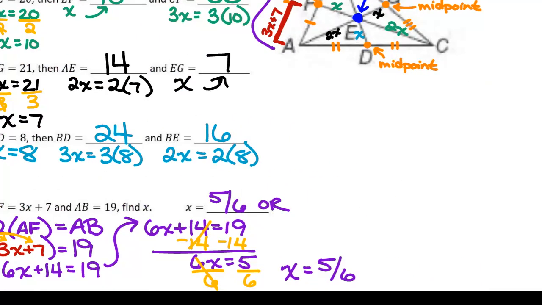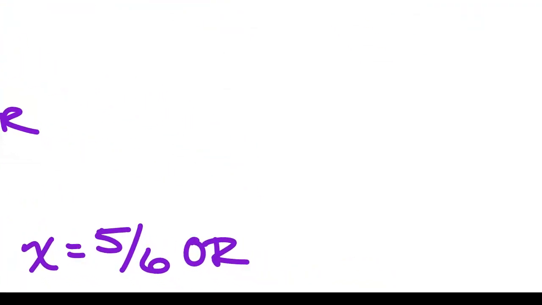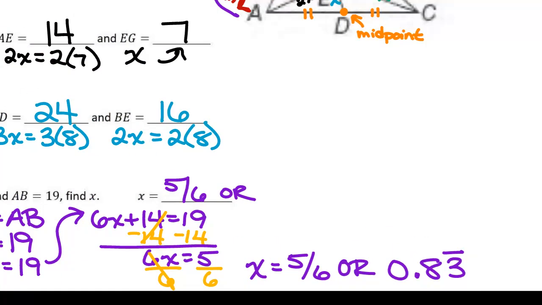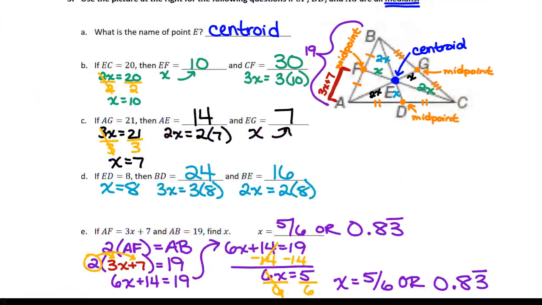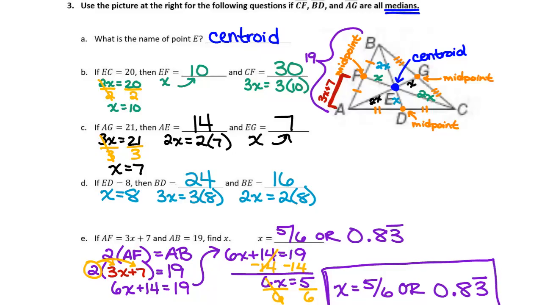Or you can write it down in its decimal form. Can somebody pop that into the calculator and tell me what 5 divided by 6 gives you? It's 0.83, where the 3 is repeating. All right. Nicely done.